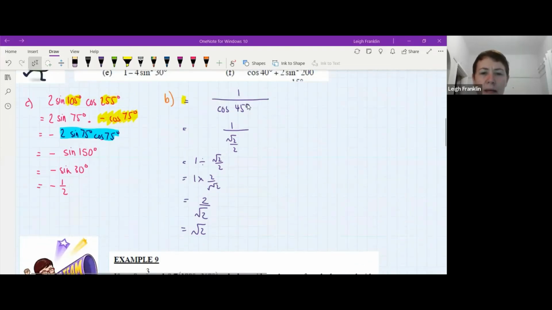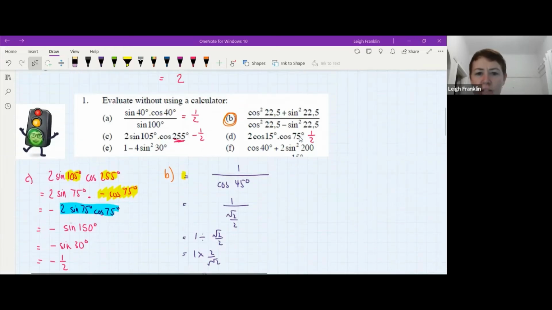Okay. Can you see that? Can you explain to me where I lost you in B? Where are you lost? How did you get cos 45? Okay, so here, this is your compound angle, no, sorry, your double angle. This is your cosine double angle. Cos squared theta minus sine squared theta.